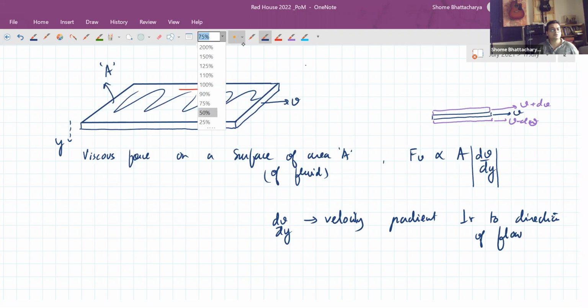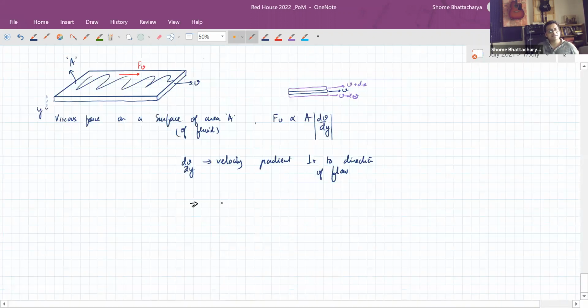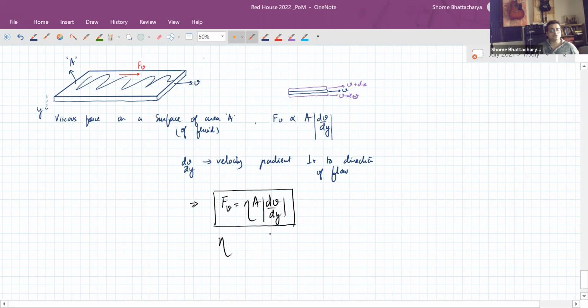And now the constant of proportionality is basically the material property of that particular fluid, which is called the coefficient of viscosity, denoted by the same symbol eta, as you have seen for modulus of rigidity and elasticity, but it has no connection with that. It's a totally different quantity. So this is called the coefficient of viscosity. And unlike coefficient of friction, it is not a dimensionless term. It has a unit.